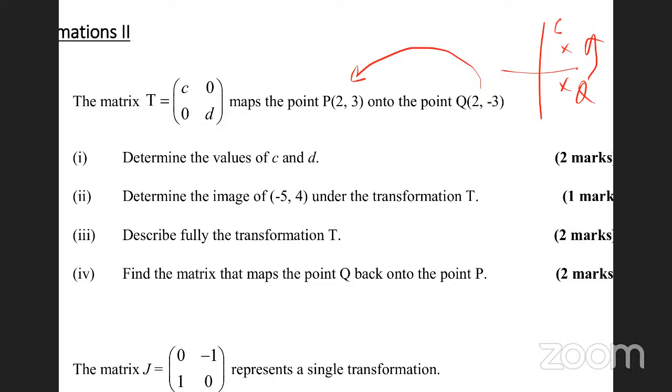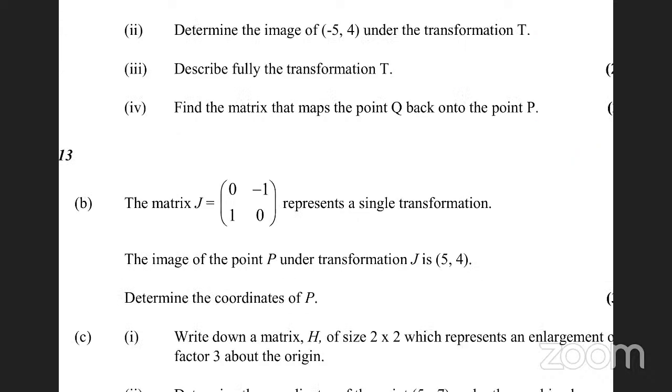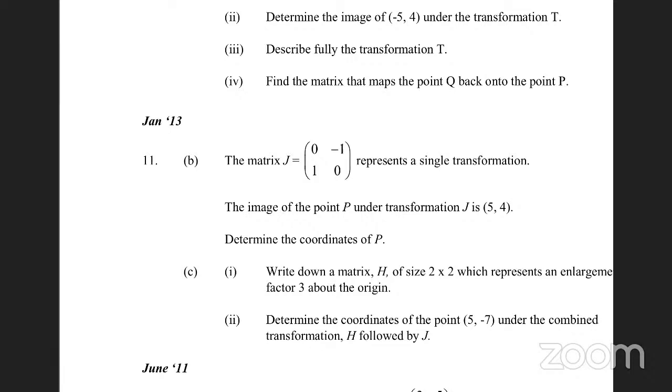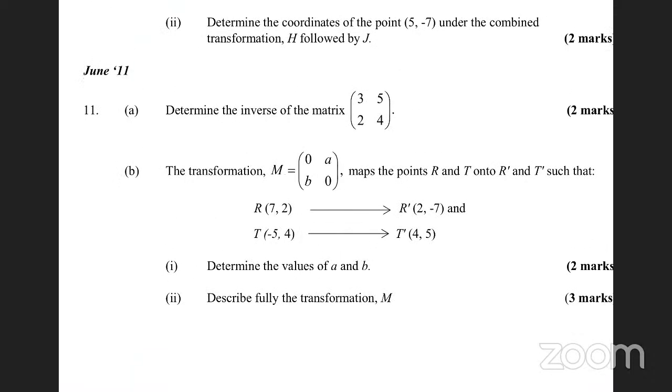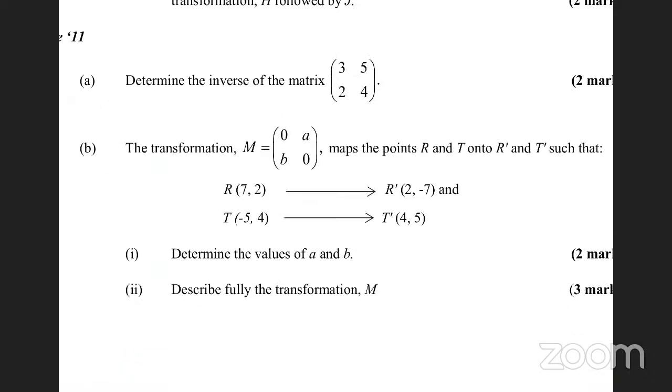All right, here is (2, 3). When you reflect in the x-axis, it becomes (2, -3). So how do you go from (2, -3) back to (2, 3)? Same reflection. Same reflection. All right, that's good. Let's go again.